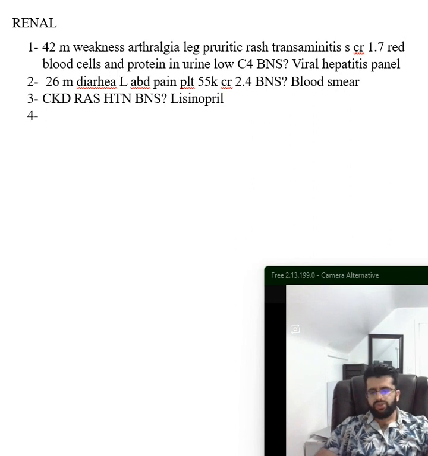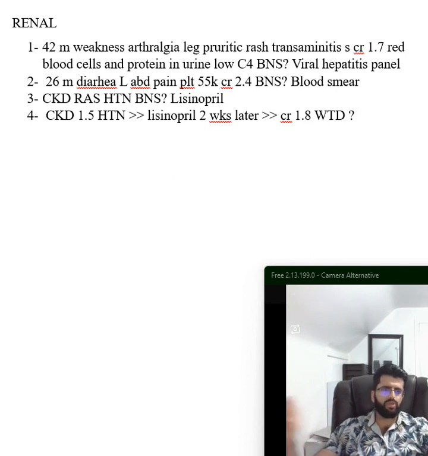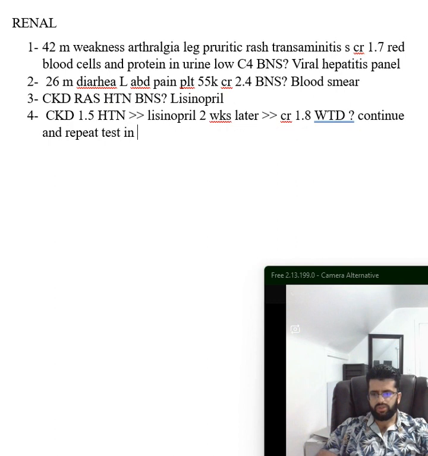Now another case is kind of interesting. Somebody had chronic kidney disease like creatinine 1.5 and hypertension. Okay, so what do you do? You give lisinopril to treat hypertension. You can do that, and then 2 weeks later the patient developed creatinine of 1.8. So you see an increase. Now they ask, okay, what to do. Do you stop the lisinopril or you continue? The answer is continue and repeat the test in 2 to 3 weeks. Okay, so continue lisinopril in this case.